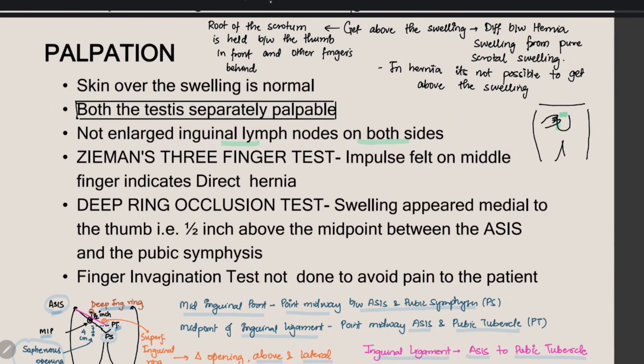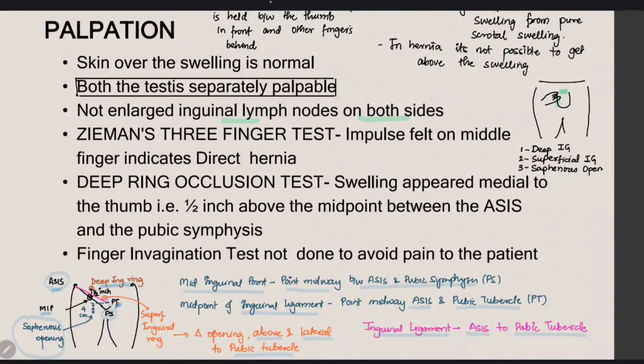After knowing all the landmarks, we will proceed with the Ziemann's 3-finger test. In Ziemann's 3-finger test, we have to place 3 fingers. First finger, the index finger, on the deep inguinal ring, second finger, the middle finger, on the superficial inguinal ring, and third, the ring finger, on the saphenous opening.